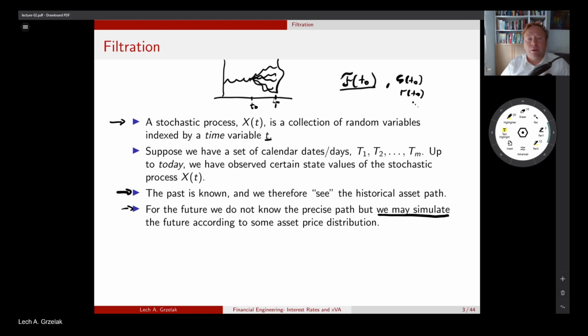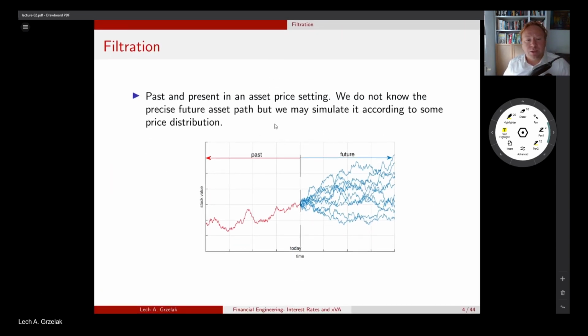But of course, later in this course, you will see more examples, and we'll go into much more detail about the concept of filtrations and their usage. So this is what I just discussed. We are today, here at t0. We have the past. The past you can consider as the only one realization, one single path that reality is picking from all the paths we have simulated. Since we are today, we know exactly what the history was.